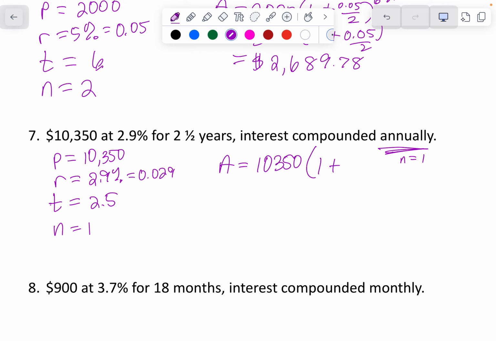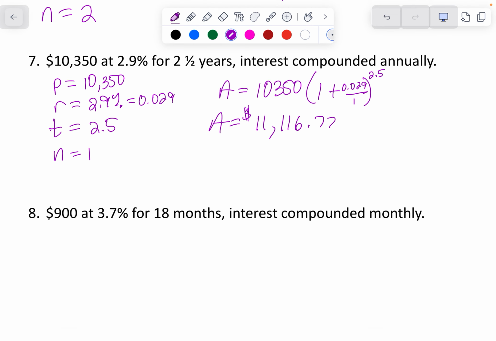So our amount is 10,350 times 1 plus 0.029 over 1. And our power is going to be 1 times 2.5, which you can just do right now, is 2.5. Let me do that for you so we can check our answers. When rounded to the nearest penny, we get $11,116.77. Did you get that? Yeah. Okay.